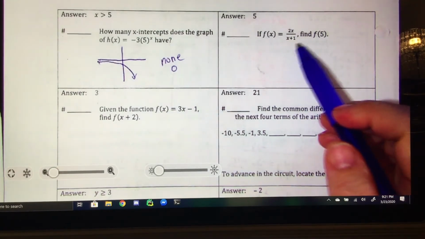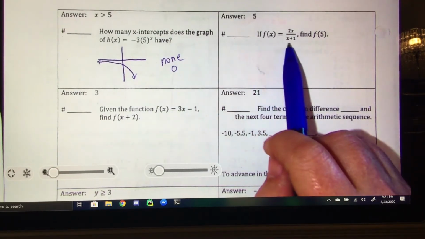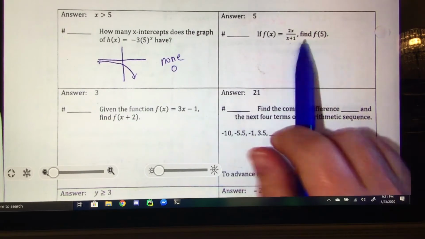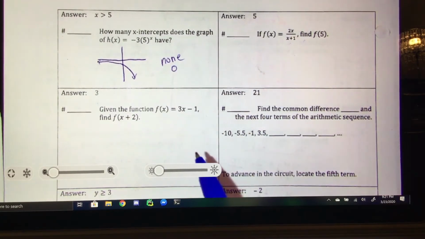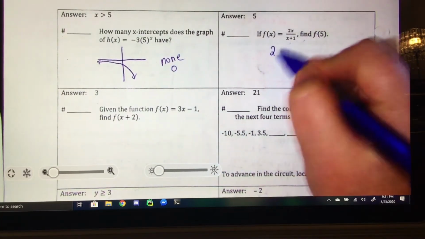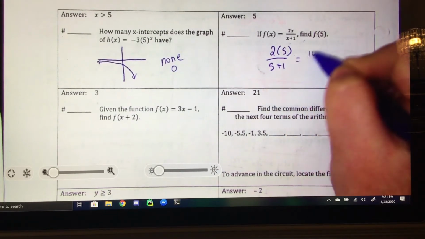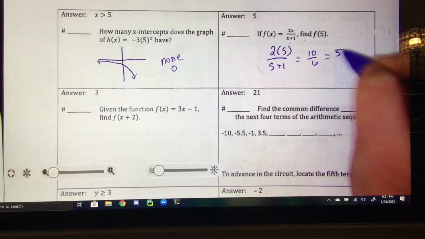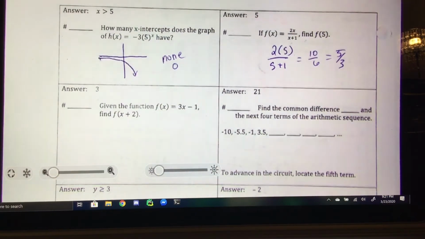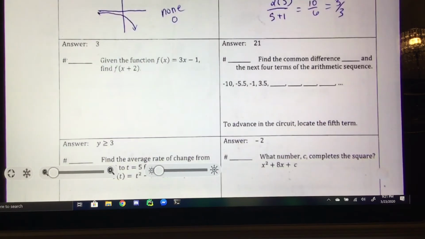Okay, the next one, f of x equals 2x over x plus 1. Find f of 5. Just plug in 5 for x. So 2 times 5 over 5 plus 1. That's 10 over 6, which reduces to 5/3. I don't spend a lot of time on those.